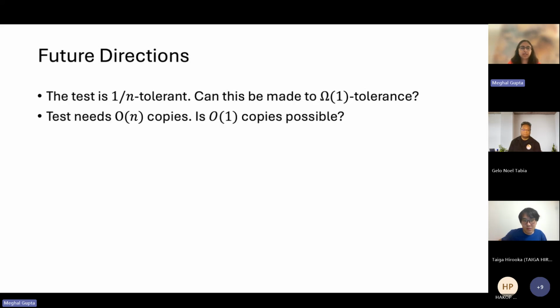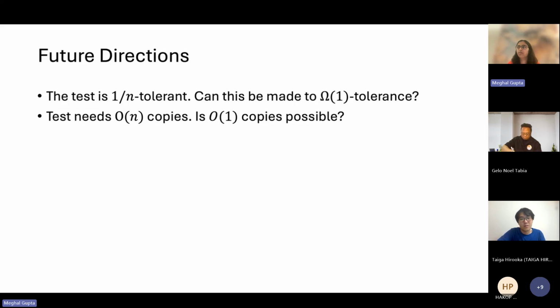The second question is that our test needs O of n over epsilon copies. This would be an even stronger question, it would almost necessarily imply the first thing, but could you do it with only 1 over epsilon copies? If you think back to the very first thing I said, which was that if you're allowed arbitrary measurements and not just single qubit measurements, then you only need O of 1 over epsilon copies in order to certify psi. So the question is, can you do it with only single qubit measurements?